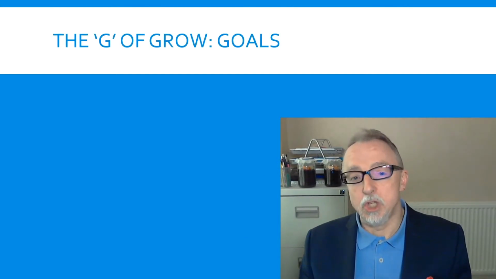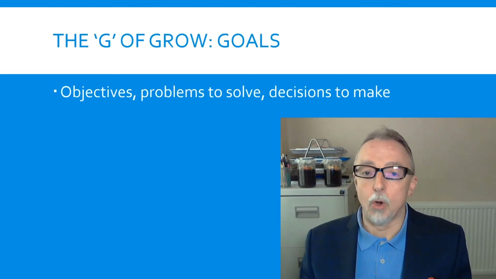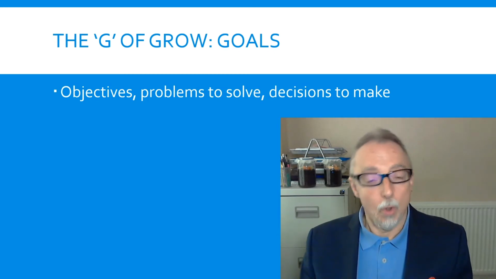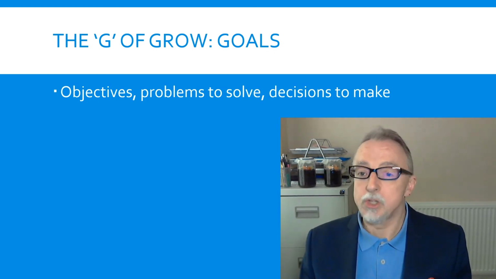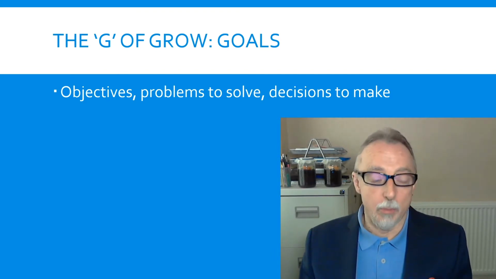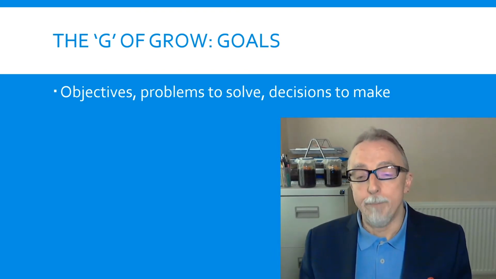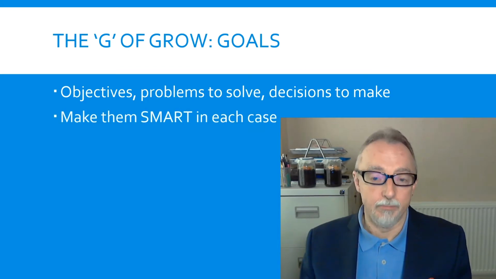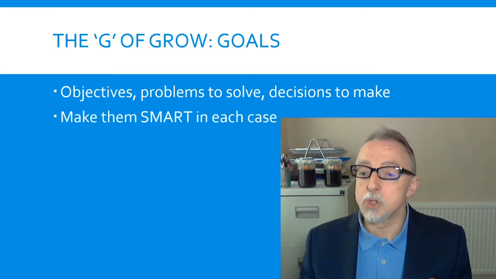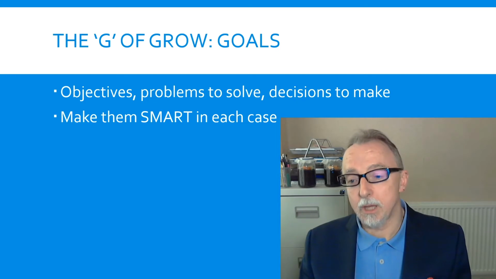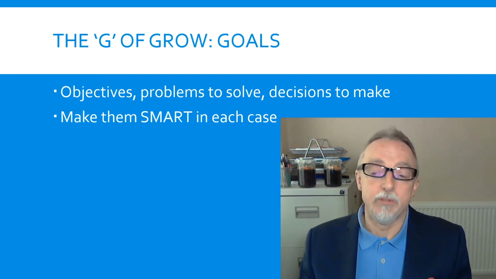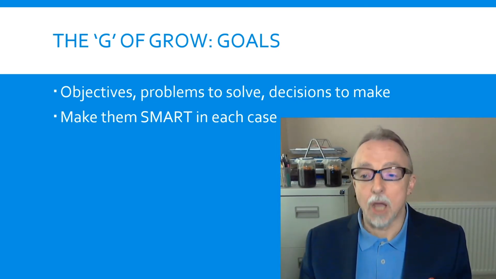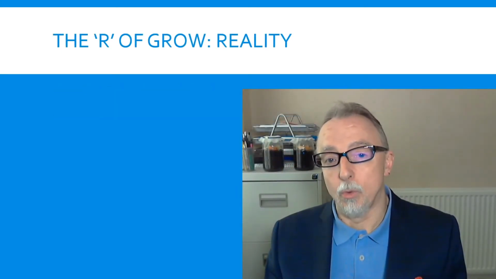So in the G of GROW, we're looking at goals, in other words, objectives, or it could be problems to solve or decisions to make. And these are all part of the purposes for which this management technique can be applied. But in each case, you need to make them SMART. In other words, specific, measurable, achievable, realistic, and timed.